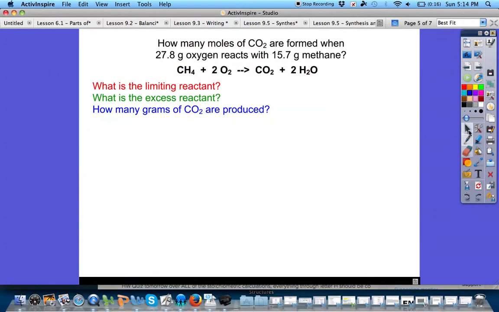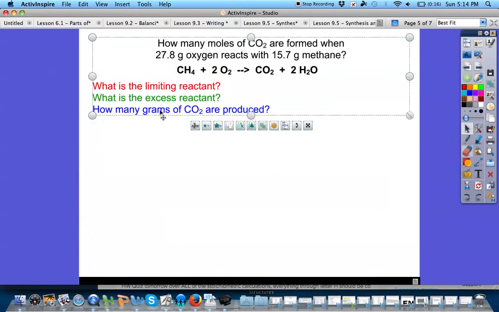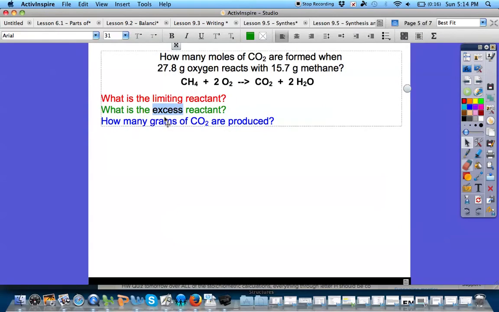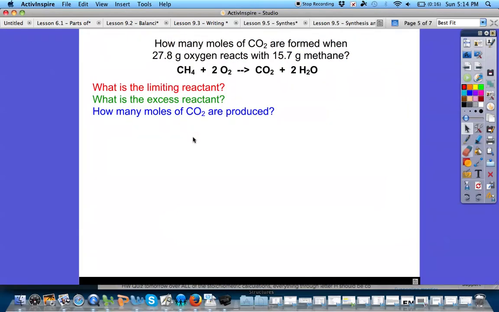So take a look at this next problem here. I ask how many moles of CO2 are formed when 27.8 grams of oxygen reacts with 15.7 grams of methane. I'd like you to pause the video and try to set this one up on your own.